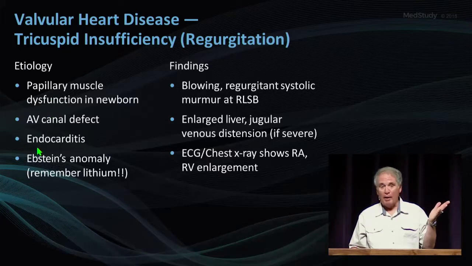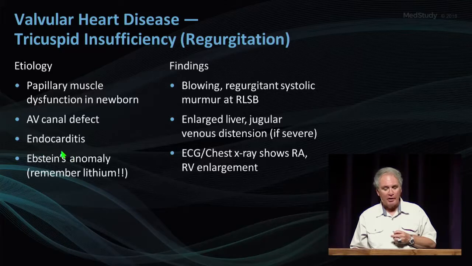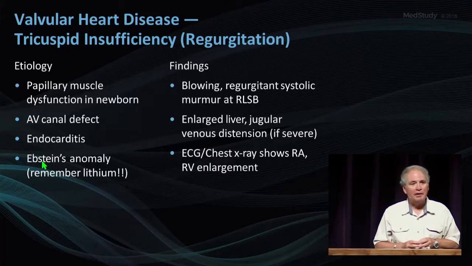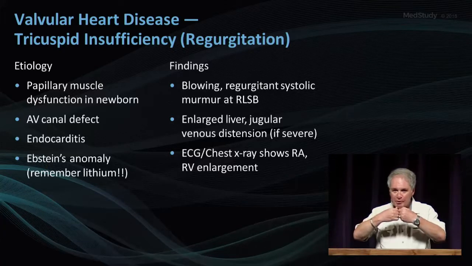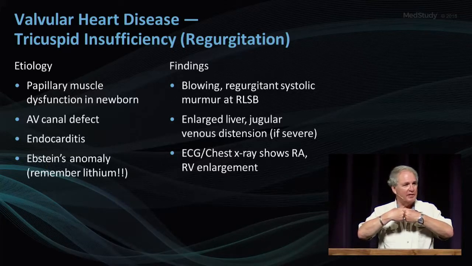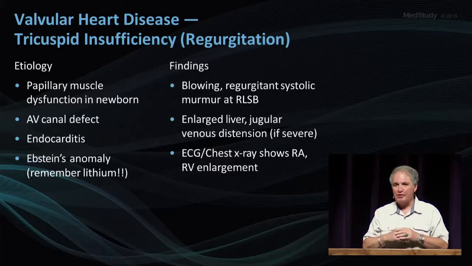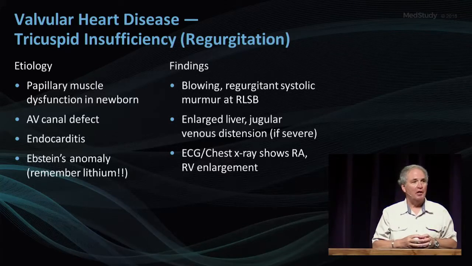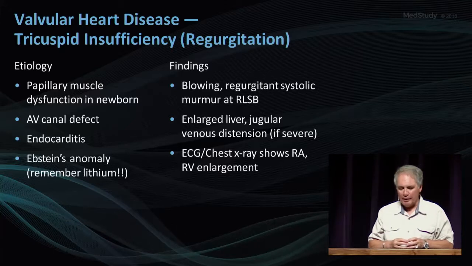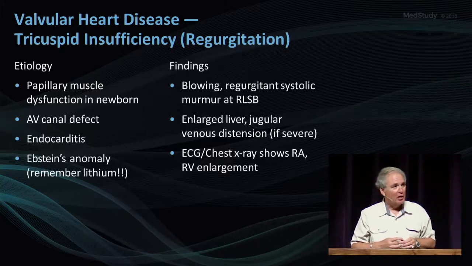Endocarditis, again, can eat away at a tricuspid valve and cause tricuspid insufficiency. And don't forget the Epstein's anomaly of the tricuspid valve, the displacement of the tricuspid leaflets into the right ventricle with tricuspid insufficiency. And don't forget the association of Epstein's anomaly with maternal ingestion of lithium.